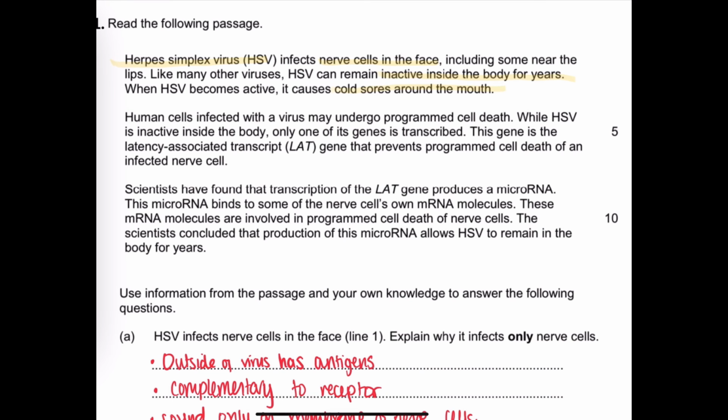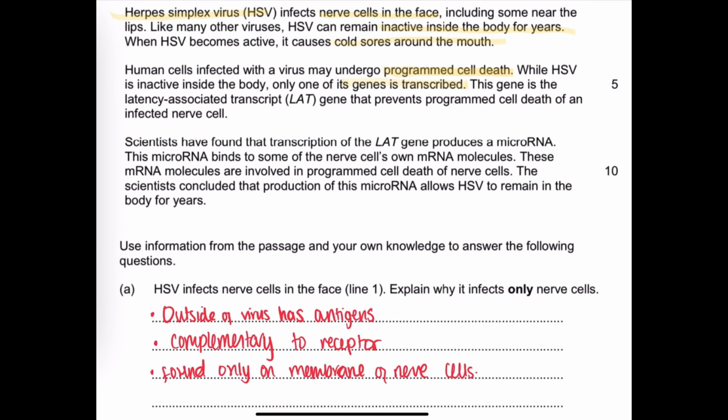Human cells infected with a virus may undergo programmed cell death. While HSV is inside the body, only one of its genes is transcribed. This gene is the LAT gene that prevents programmed cell death of an infected nerve cell. Scientists have found that transcription of this gene produces microRNA. The microRNA binds to some of the nerve cells' own mRNA molecules, and these mRNA molecules are involved in the programmed cell death of the nerve cells. The scientists concluded the production of microRNA allows the HSV to remain in the body for years.